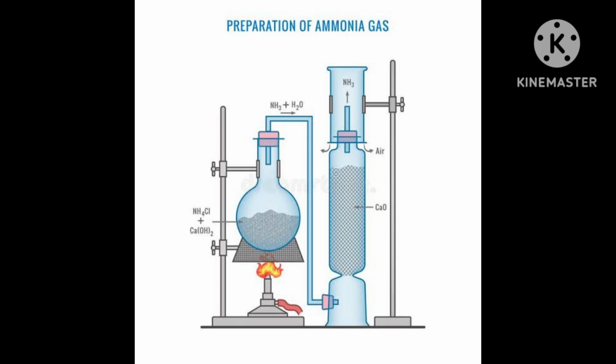Questions are asked about the bond length, about the bond angle, about this trigonal pyramidal, what type of structure is there, and the lone pair of electrons. Now further I am telling you, it forms ammonium salts with acids like ammonium chloride, ammonium sulfate. This ammonia gas forms ammonium salt with acid, as for example ammonium chloride, ammonium sulfate, etc.